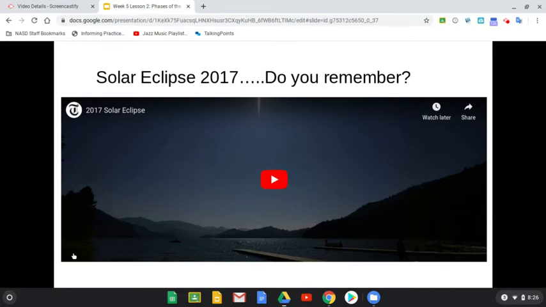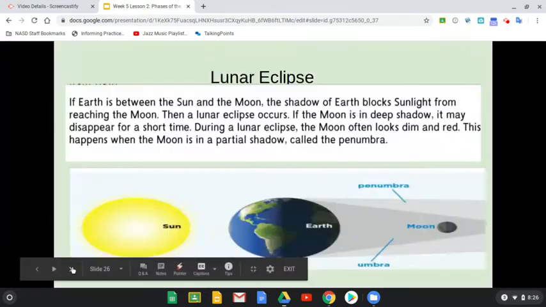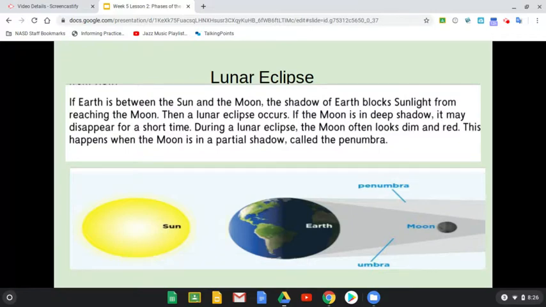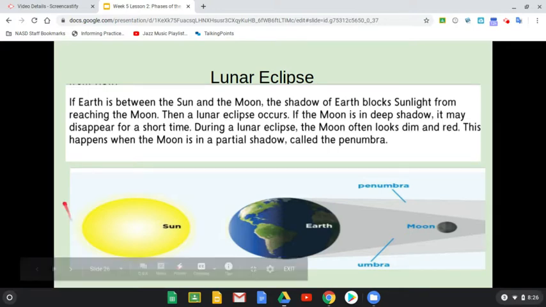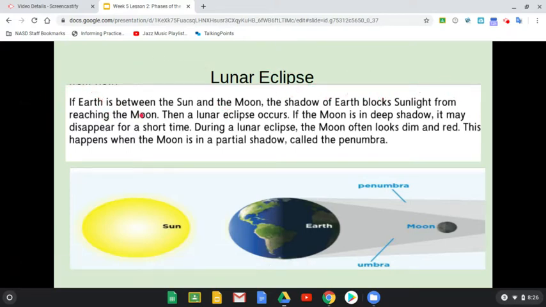All right. So we're going to move on, and we're now going to talk about lunar eclipses. Let's read and see what a lunar eclipse is. It says, if Earth is between the sun and the moon, the shadow of Earth blocks sunlight from reaching the moon. Then a lunar eclipse occurs. If the moon is in deep shadow, it may disappear for a short time. During a lunar eclipse, the moon often looks dim and red.